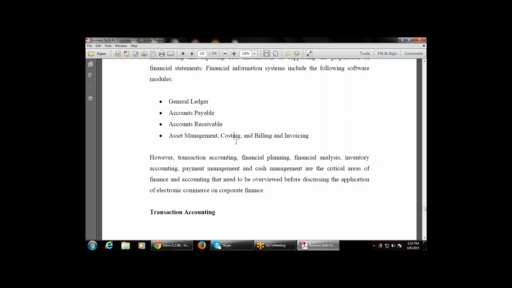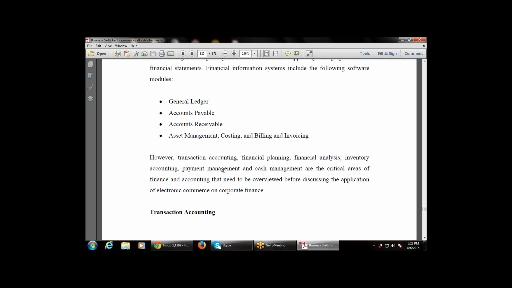So one is general ledger, then accounts payable, accounts receivable, costing, billing, invoicing, asset management. And there are also transaction accounting, financial planning, financial analysis, inventory accounting, payment management and cash management, which are the critical areas of finance.